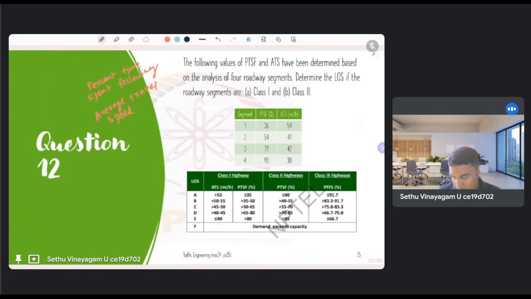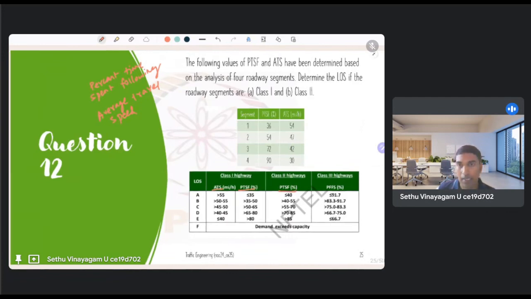So we are given 4 road segments 1, 2, 3, and 4, and the PTSF values and ATS values for these 4 segments. So you want to determine the LOS first, assuming that these segments belong to a class 1 two-lane highway, and second, assuming that they belong to a class 2 highway, right? So for class 1 highways, we use 2 performance measures. One is the ATS and PTSF, but if it is a class 2 highway, you only use one measure, which is the PTSF value.